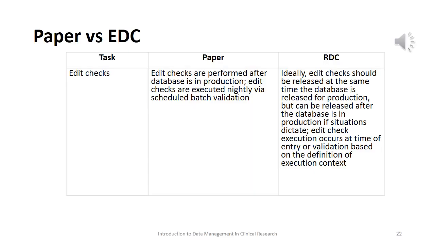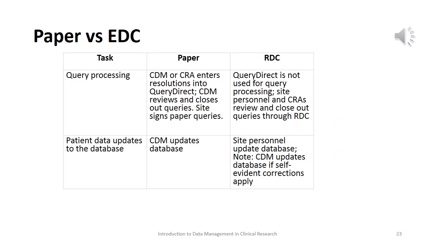So for the EDC study, we want edit checks. They're going to be released with the database when it goes into production. And then we're also going to have edit checks that fire once data is entered. So it's an immediate thing versus a batch thing. So for query processing, basically on a paper study, our data management staff is going to process and close almost all queries. For the EDC system, we're going to have other people involved in that. We may have CRAs or monitors that review and close out queries in addition to our data management staff.